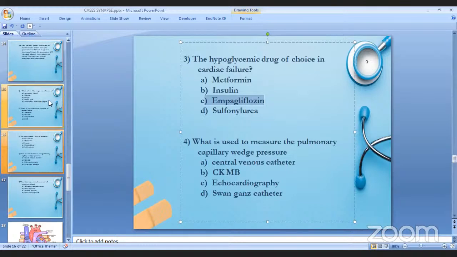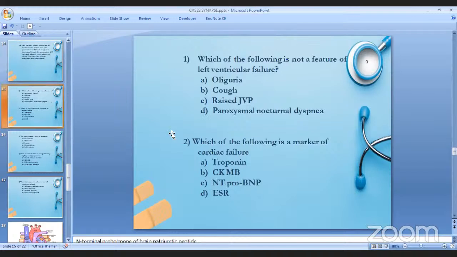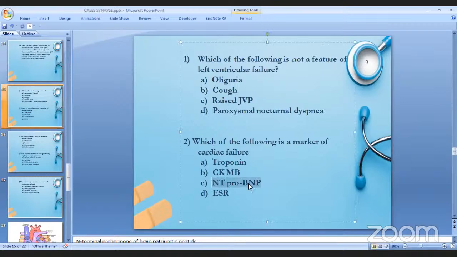Okay. So I missed one more question over here, question number 2: which of the following is a marker of cardiac failure, right? Is it troponin? Is it CKMB? Is it something called NT-proBNP? Or is it ESR, right? I'll give you the answer real fast because I don't want to be wasting more of your time, because you have to study real fast. I know that, right? The answer is NT-proBNP.